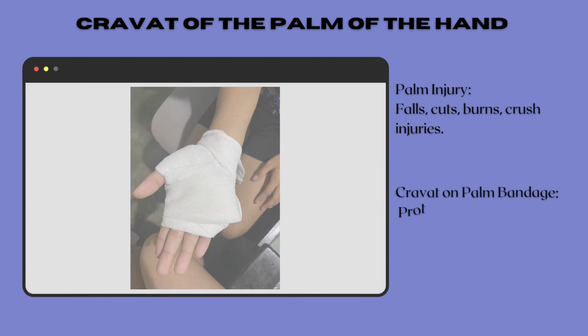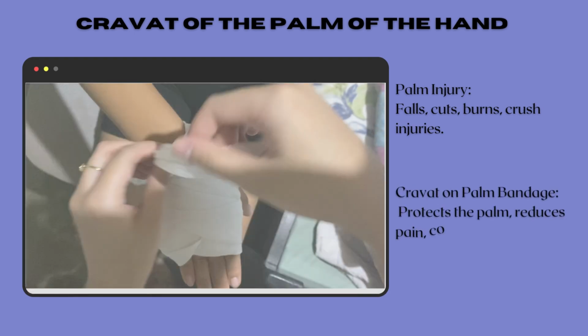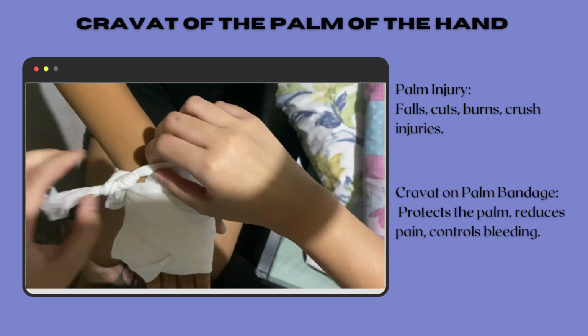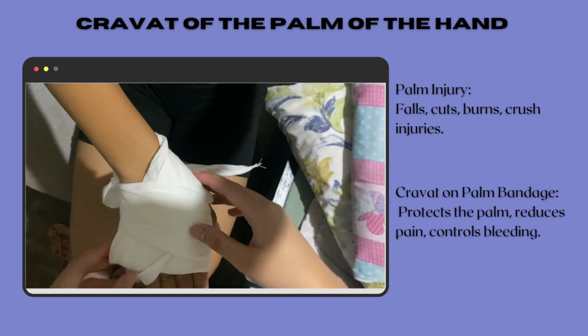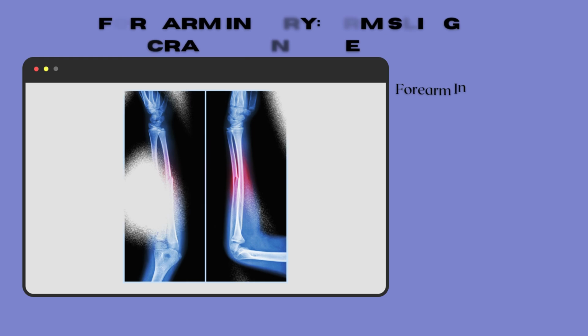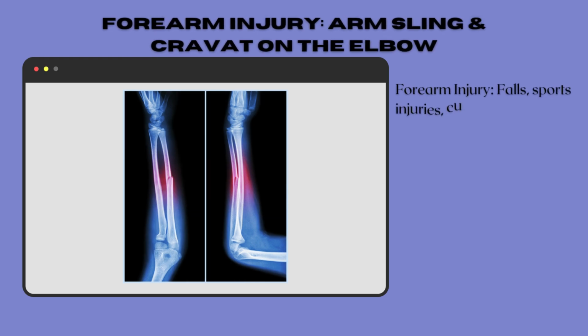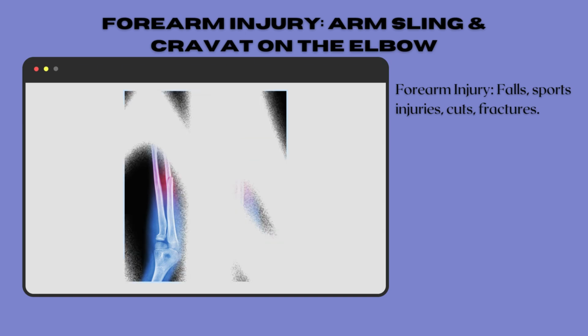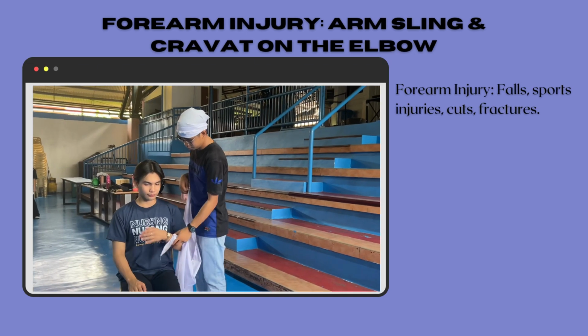The reason why we use this kind of bandaging in this injury is because it protects the hand, controls bleeding, and reduces swelling. Forearm injury. Possible incidents leading to these injuries are falls, sports injuries, cuts, and fractures. Procedure for the arm sling bandaging.